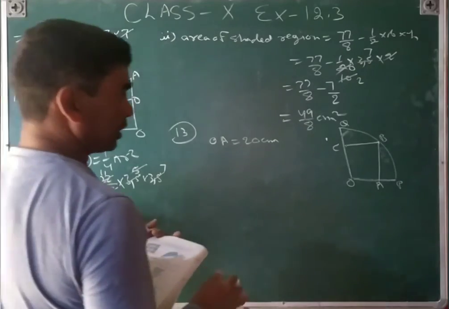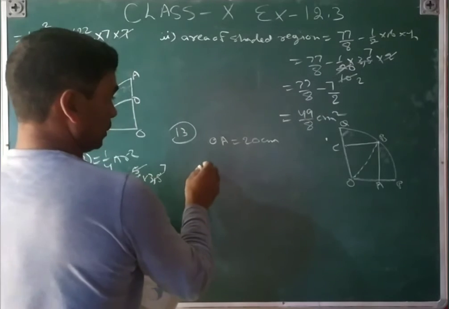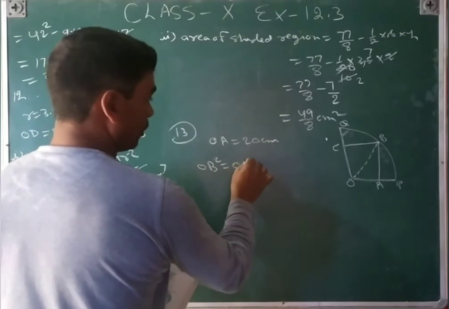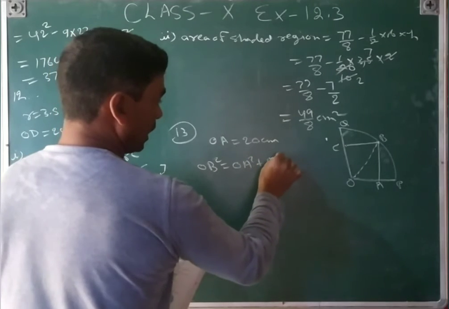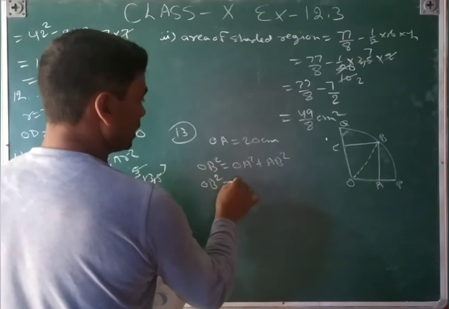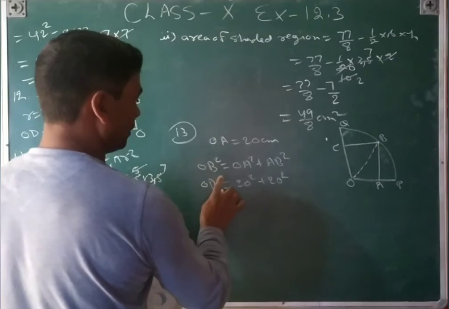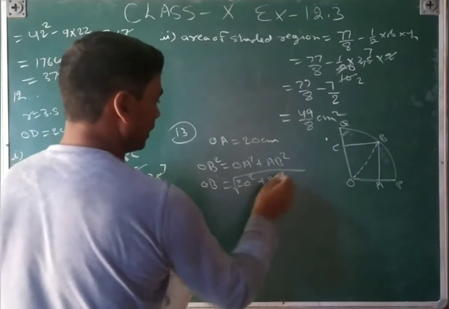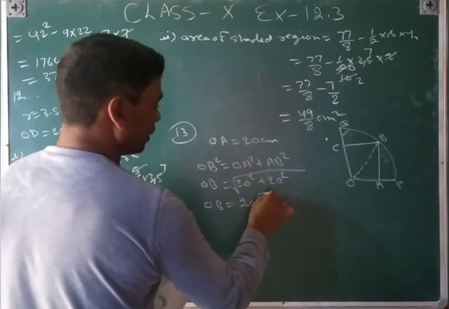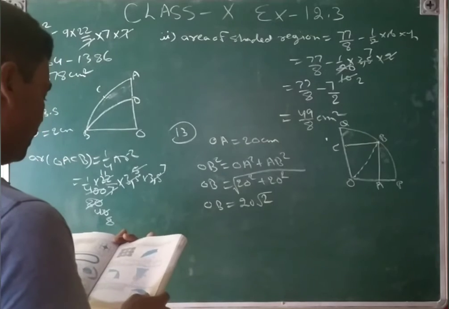First of all we will find the radius. This will be the radius. So OB square is equal to OA square plus AB square. This is a square, so obviously that will be 20 square plus 20 square. So OB is equal to 20 under root 2.